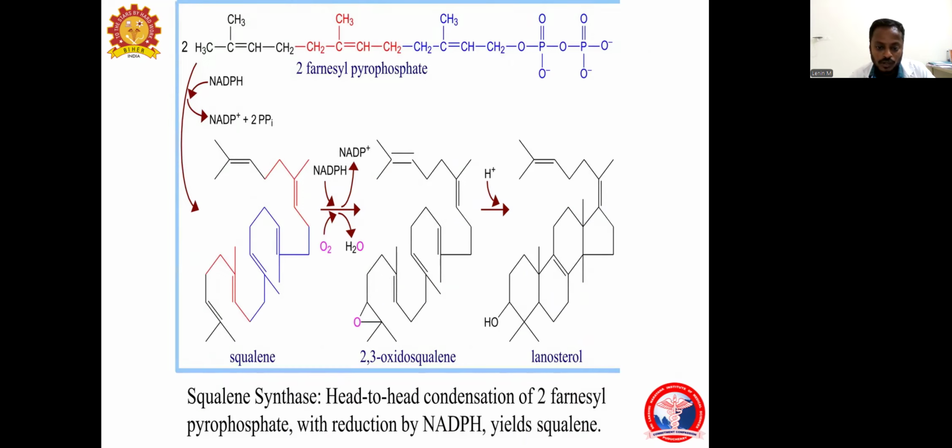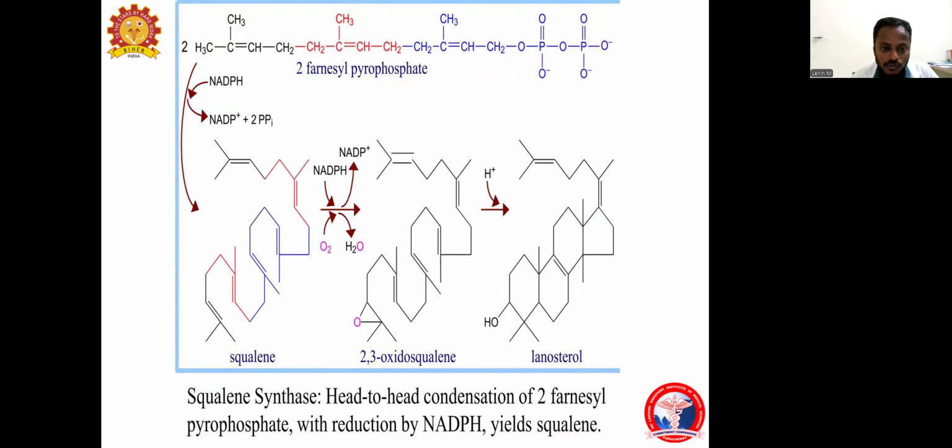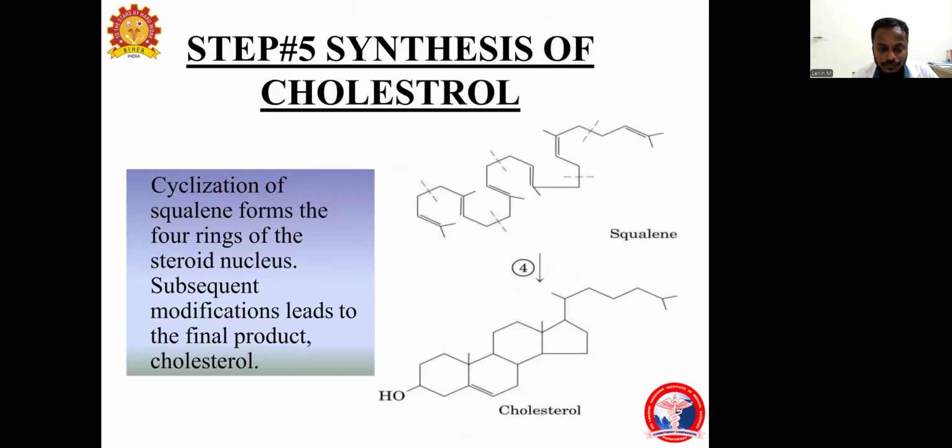From squalene, it is converted to form lanosterol. In lanosterol, after about 19 reactions, finally cholesterol will be formed. That means two farnesyl pyrophosphates are converted to form squalene. This squalene is converted to form 2,3-epoxysqualene. Cyclization will occur, and from this, finally lanosterol is formed.